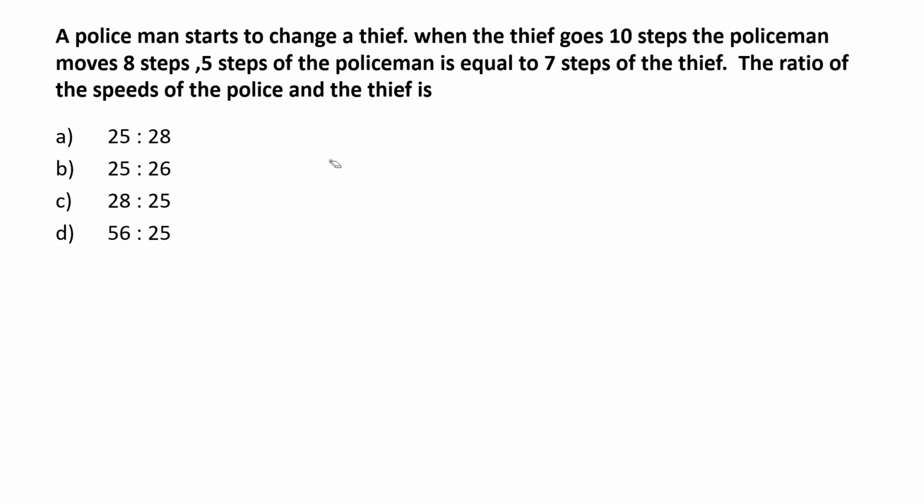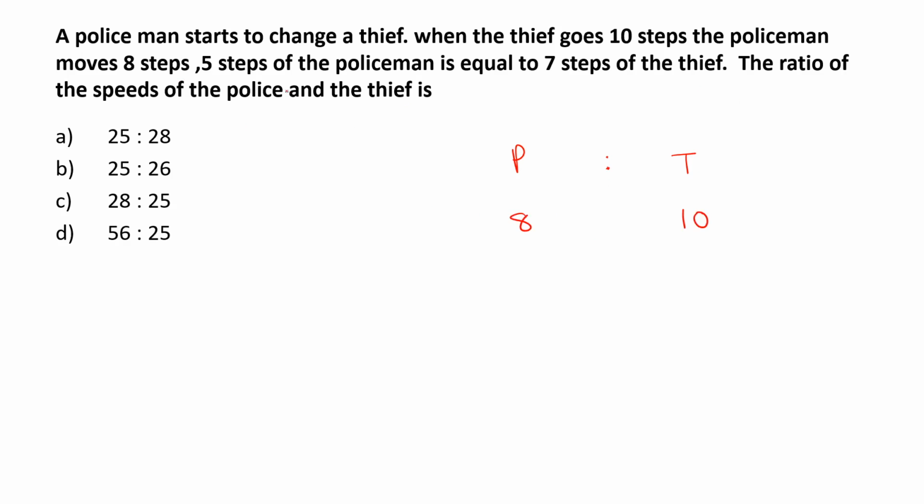So to get the speed ratio, we are going to derive the distance ratio. Distance covered by the police and thief, then the distance ratio would be automatically equal to the speed ratio of those two persons. We need to find the ratio of the speeds of the police and thief. When the thief makes 10 steps, the police make 8 steps.